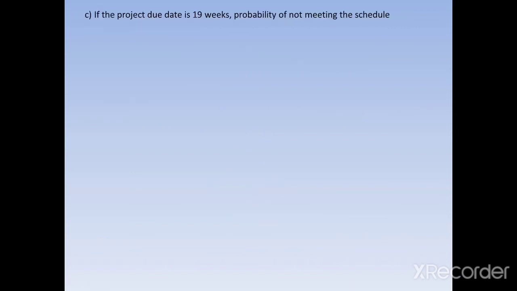Now the next one is this one. See, if the project due date is 19 weeks. The earlier one we considered 21, and here we consider 19 weeks. Now the probability of not meeting the schedule, that we need to find out, meaning the project not getting completed. In the earlier two problems we found out that the project gets completed, here not completed. That is the important change between the earlier two and this problem.